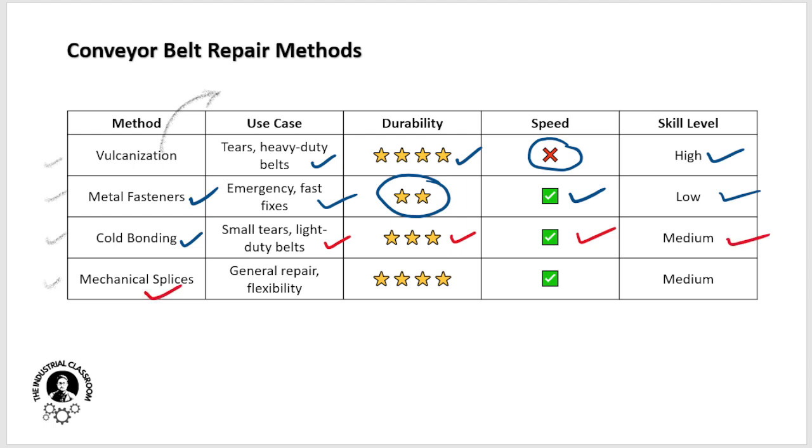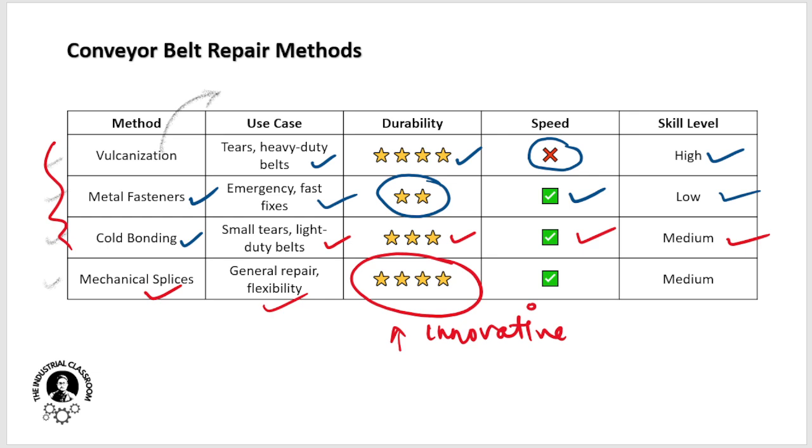Now we have mechanical splices. See, these are a modern type of repair. Modern day industry repairs don't focus on this. They are focusing on mechanical splices because they are also highly durable. The cost of material is generally high, and it is in an innovative stage till now, meaning there are chances of improvement in this stage. General repair for flexibility, speed is also high, and skill level is also medium.